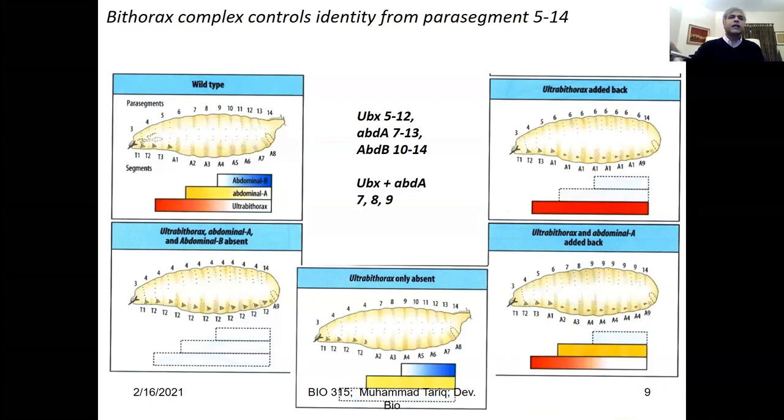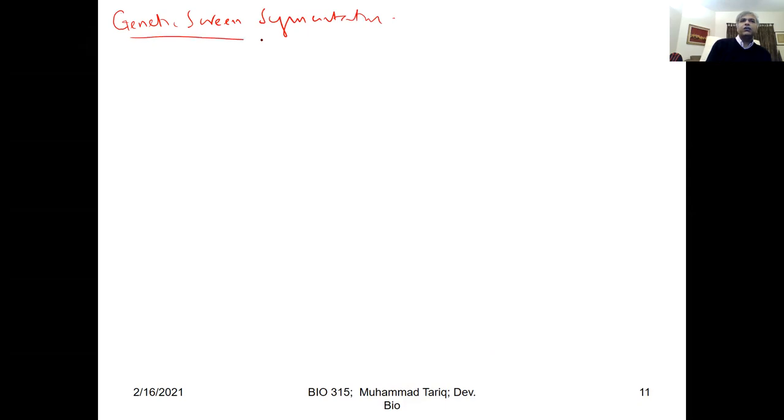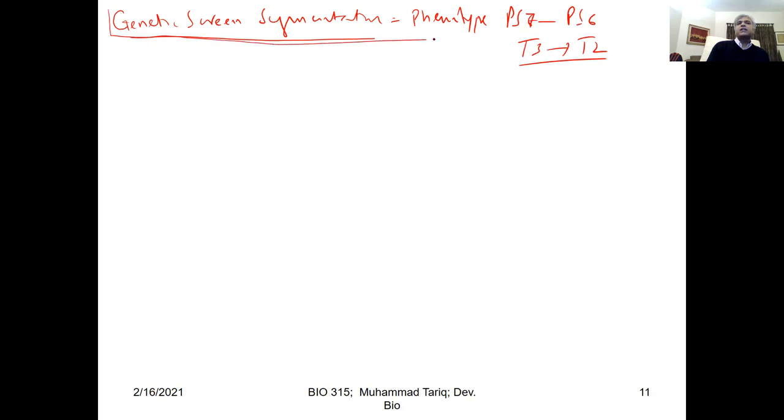So let's assume that we have a question in front of us in which we have performed a genetic screen for segmentation, and we have seen a phenotype in which parasegment 7 is transformed into parasegment 6. Or let's say T3 transformed to T2, or any other homeotic transformation we can name. This is a phenotype we have seen after a genetic screen.